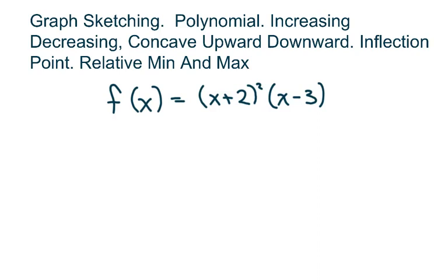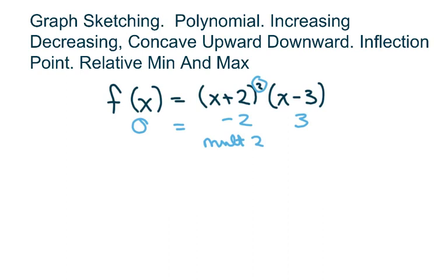This is a polynomial, and our zeros would be where this is 0. So our zeros would be -2 and 3, because that makes that 0. This one has a multiplicity of 2, so it's going to touch the graph and go back down. It doesn't go through the x-axis. Remember, the zeros are just your x-intercepts.